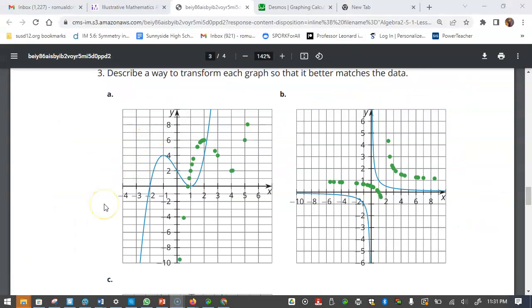Even though your hard copy doesn't show you these colors, the blue graph is the original graph and there are dots shown. Describe a way to transform each graph so that it matches the data. So there's data there. How do I get the blue graph to match the data, to make it almost close to that graph? That's our question. So let me take the snapshot.